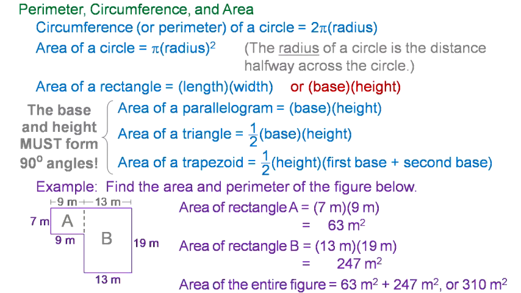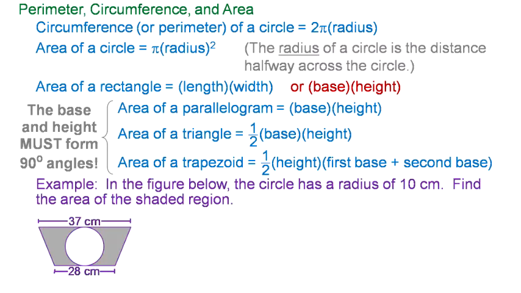Now I just need to put these areas together. If you think back to the examples I started this lesson with, you should see how it makes sense to say that if you put 63 square meters of area together with 247 square meters of area, then you will get 310 square meters of area.